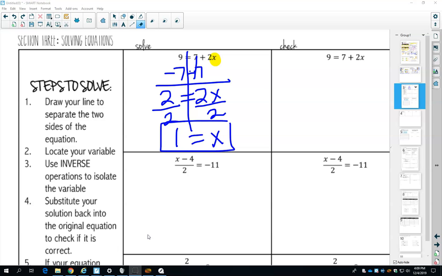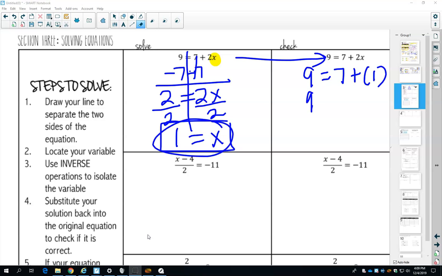So now we're going to check it by putting in 1 for x. 9 equals 7 plus, so we're just rewriting this, putting in this value. So 9 is equal to 7 plus 2 times 1. 9 is equal to 9, so this one checks.